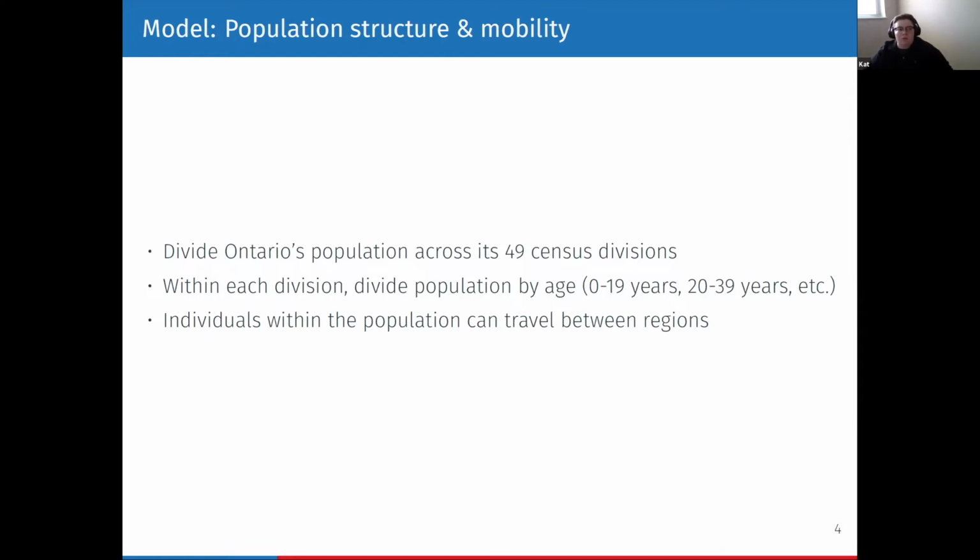And we allow individuals to travel between regions. So we get that idea that someone could travel from one region in the province to somewhere else and become infected or infect someone else there before returning home, to allow the dispersion of cases from areas that have quite a lot of cases like the GTA.